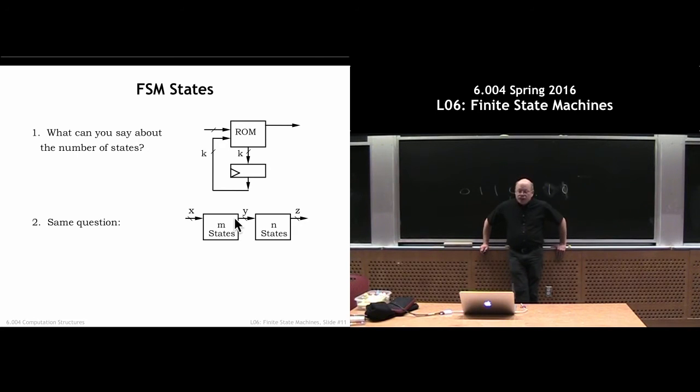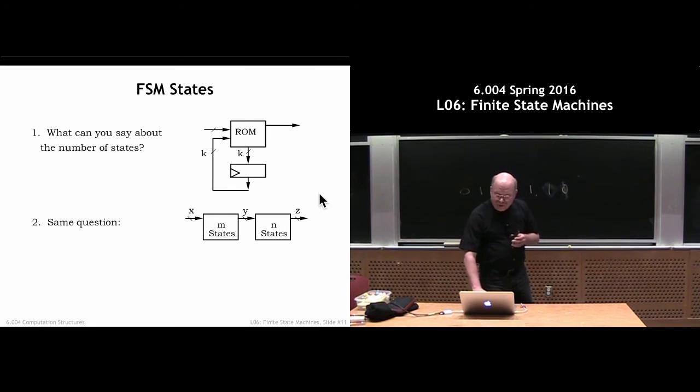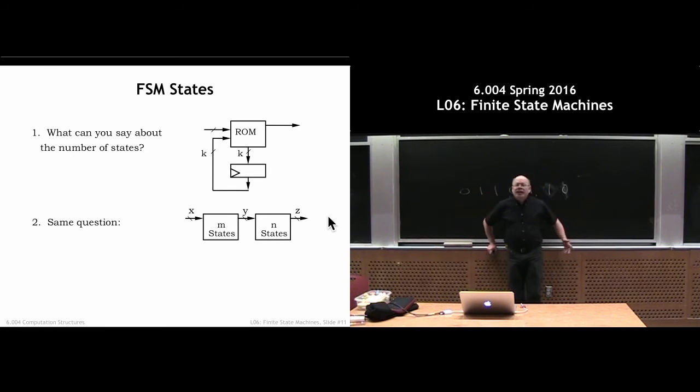How about this machine? Well, the first machine has m states, and it's connected to a second machine with n states. I think of this now as a big sequential machine that has x inputs and z outputs. How many possible states are there of that machine, if I don't tell you anything more? M times n, right? Because that would represent all the different possible combinations of the first machine and the second machine, which were buried inside.